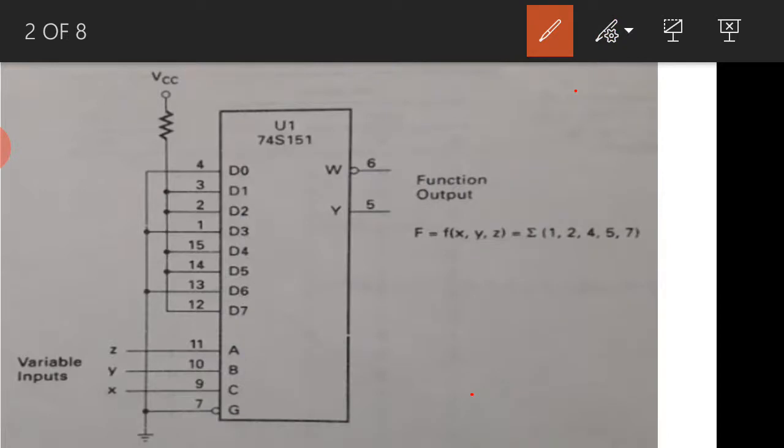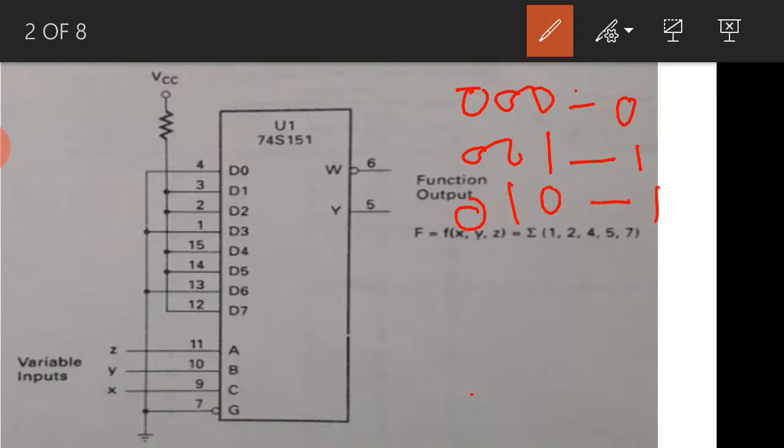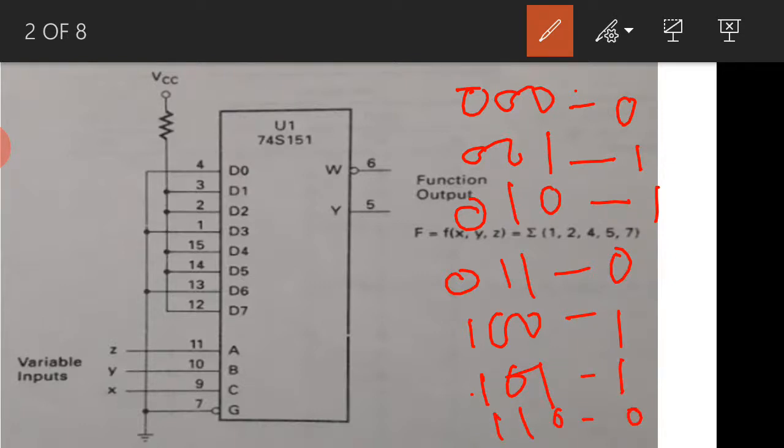Now let us see how to realize the same thing using a multiplexer. For 0 0 0 the expectation is 0. For 0 0 1 it is 1. For 0 1 0 it is 1. For 0 1 1 it is 0, for 1 0 0 it is 1, for 1 0 1 it is 1, for 1 1 0 it is 0, and for 1 1 1 the expectation is 1. This is the truth table of the expected Boolean function.